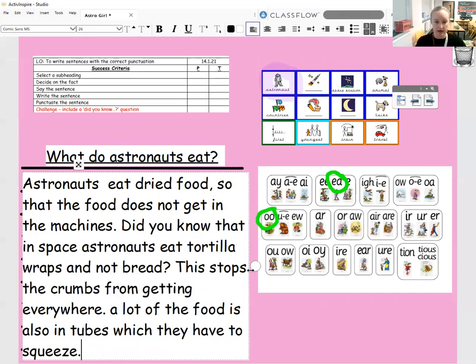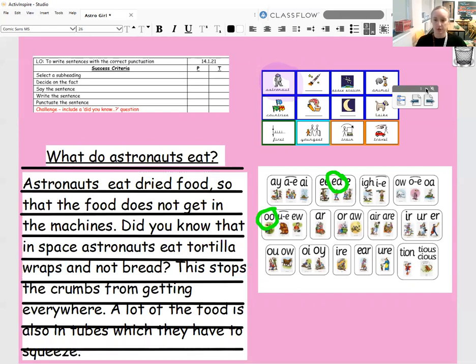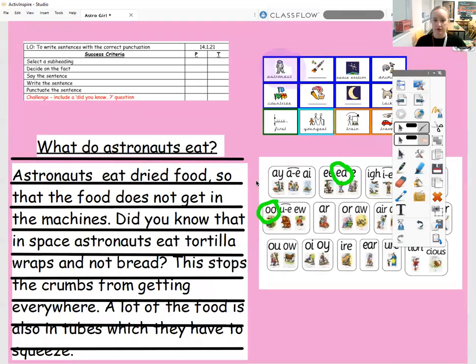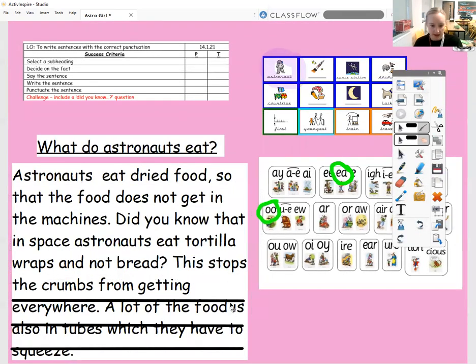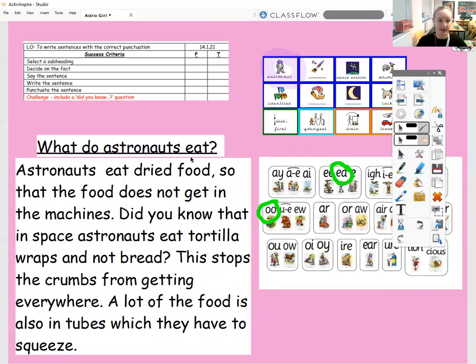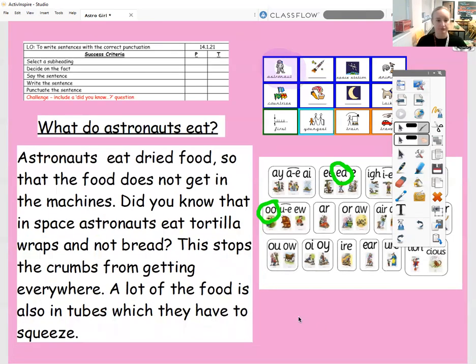Right, I'm going to check that sentence now. A lot of, oh no, what have I missed here? Capital letter. A lot of the food is also in tubes, which they have to squeeze. Great. Right, I'm going to double check that now. Make sure I've got everything that I need. I'm just going to remove these so we can see it a little bit clearer. There we go. That's better on your screen.